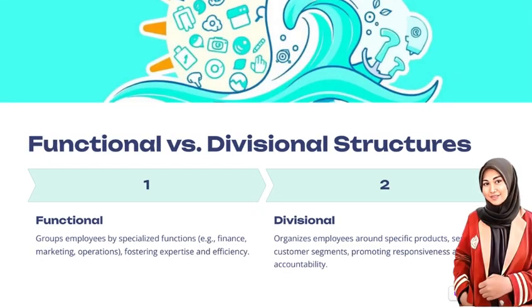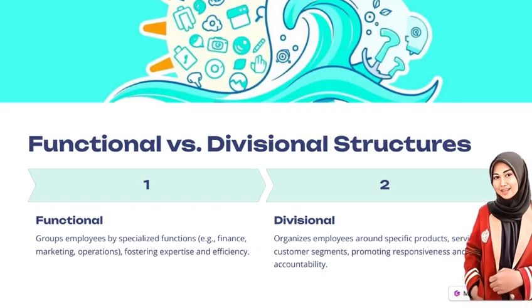Organizational structures can be categorized into two common types: functional and divisional, each offering distinct advantages based on the organization's needs and goals. Functional structure. In a functional structure, employees are grouped based on their specialized skills or functions, such as finance, marketing, or operations. This approach fosters deep expertise within each functional area and allows for greater efficiency in executing specialized tasks. However, it can sometimes create silos, making cross-department collaboration more challenging.